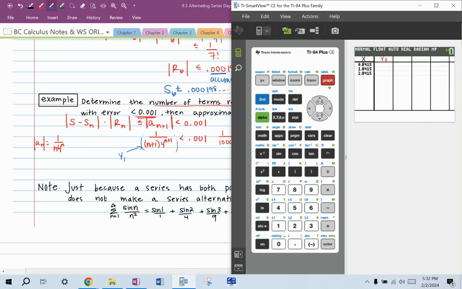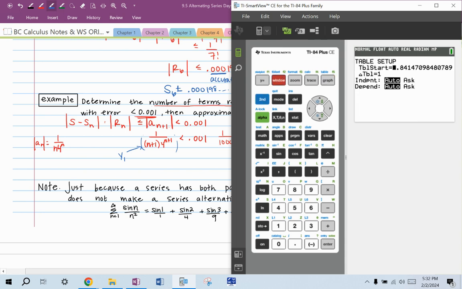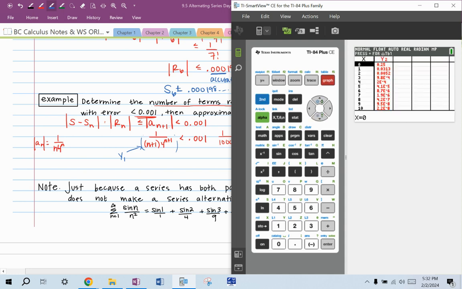So second graph. Okay, now my table is at something weird. So go to second window. Have the table start at 0. Have it change by 1. Go back to table. Okay, so if n were 0, then our error, our remainder value, would be 0.25. If n were 1, the remainder would be 0.03125. I'm looking for this decimal on the right to be smaller than 0.001.